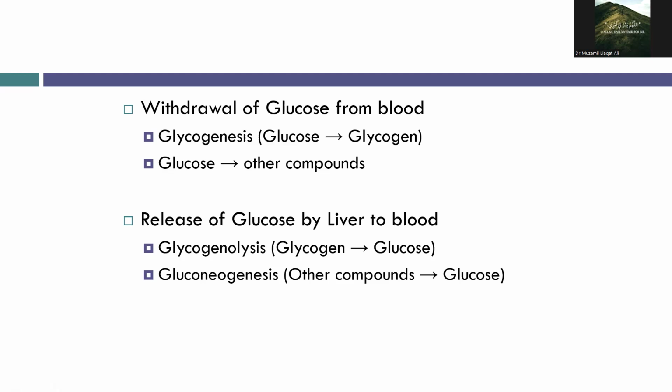In insulin deficiency, like in case of type 1 diabetes and insulin resistance, as one can see in type 2 diabetes, withdrawal of glucose from blood is impaired, leading to hyperglycemia. And long-term complications like neuropathy, retinopathy, and nephropathy can occur in these conditions. So insulin is the key hormone driving both these processes, the glycogenesis and the conversion of the glucose molecule to the other compounds, right?